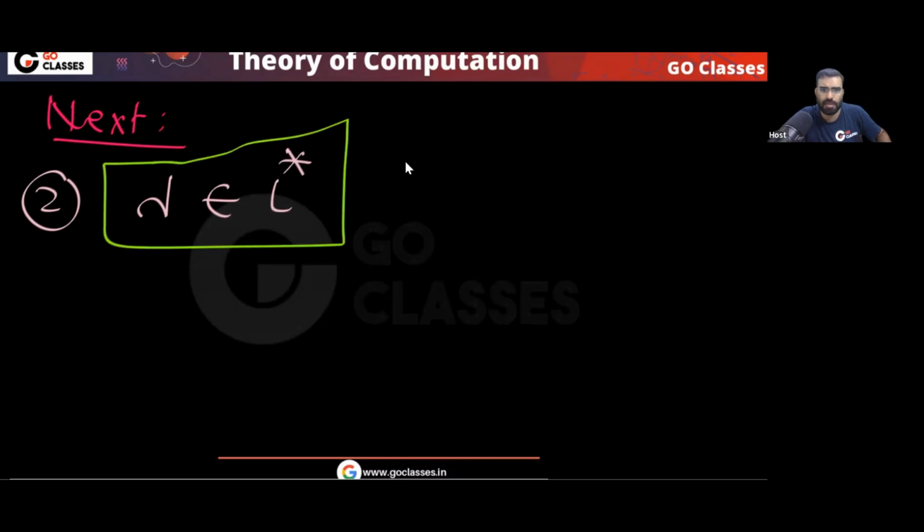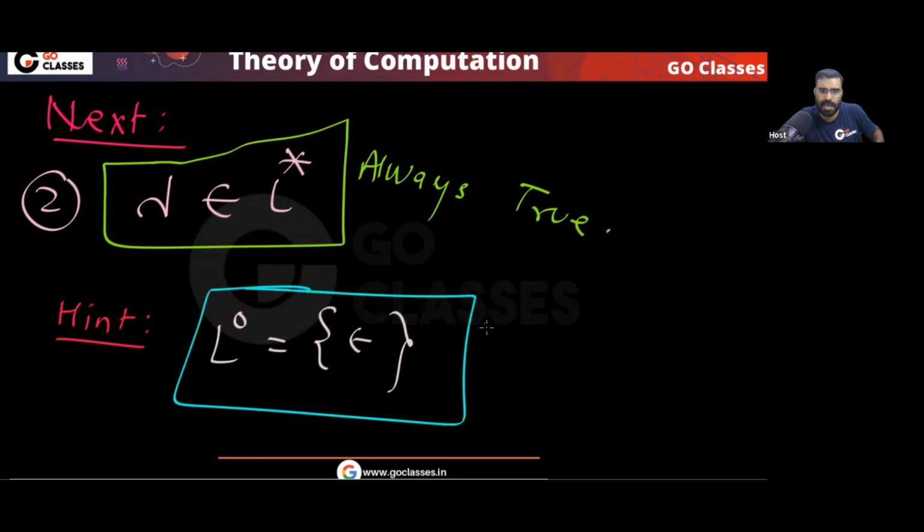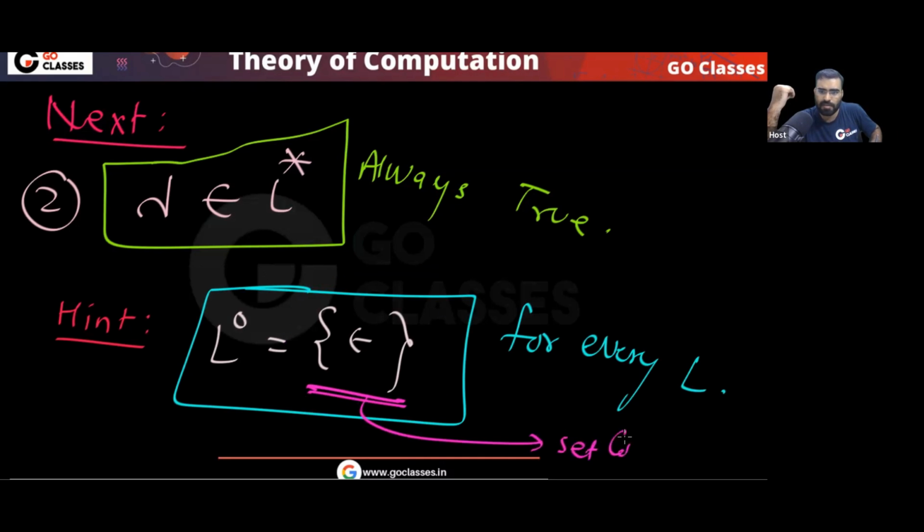Is this always true? Yes, this is always true. Why? What is the reason? Let me give you the hint. The reason is that L power 0 is always equal to the set containing the empty string, for every language L. Is this the empty set? No, this is not the empty set. This is the set containing the empty string.